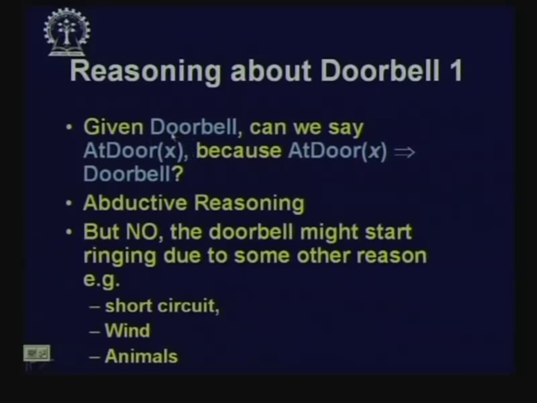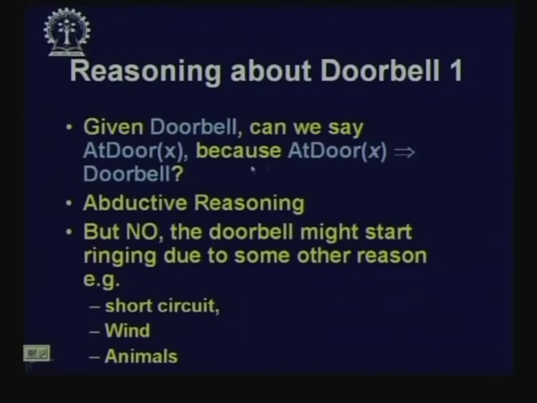The fact is that the doorbell has rung. Can we say that there is someone at the door? If you recall classical propositional logic, P implies Q means that if P is true, then Q is necessarily true. But if P is false, then Q may be true or Q may be false. That is the implication operator we are showing here.